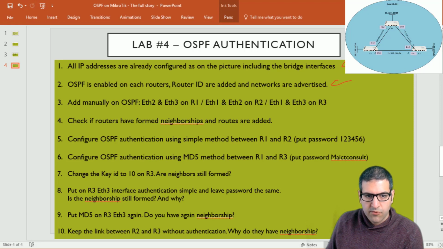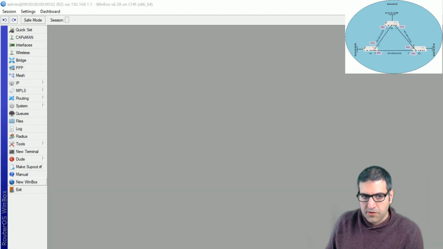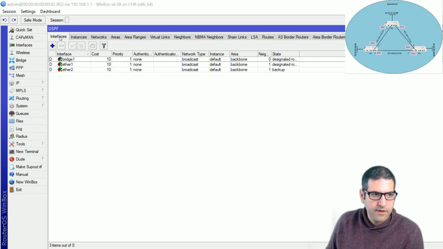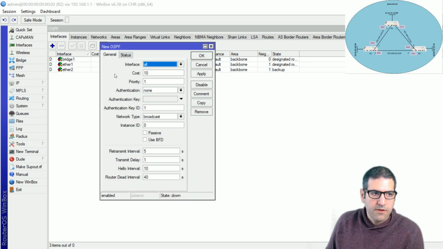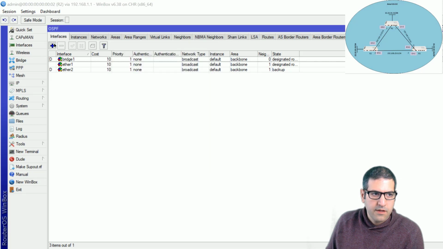Router 2, we have Ethernet 1 and Ethernet 2. So on router 2, we go to routing, OSPF, interfaces. We need to add Ethernet 1 and Ethernet 2 manually. The bridge we can leave, that's no problem, because we're not doing authentication on the bridge. So, Ethernet 1 and Ethernet 2.